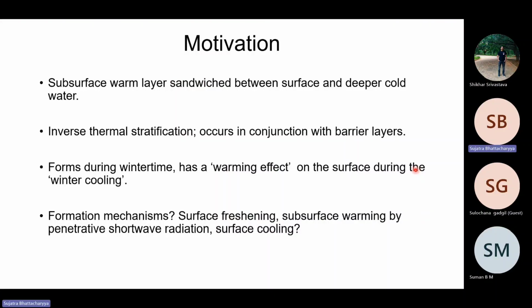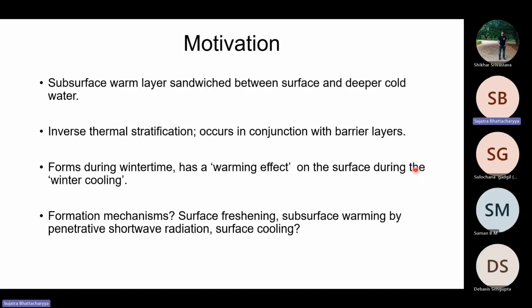First of all, what is a surface layer temperature inversion? It's nothing but a subsurface warm layer, which is sandwiched between a top mixed layer and a deeper isothermal layer or deeper cold water. To draw the profile, if this is the ocean surface, this will be the temperature stratification, and this will be the salinity stratification. So you see this is the inversion layer.